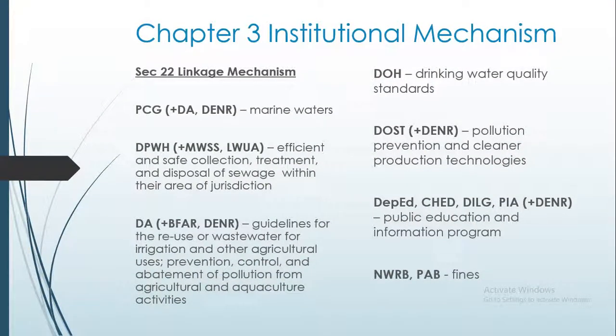Moreover, to perform specific functions, the DENR is linked to several different agencies such as PCG or Philippine Coast Guard, DPWH or Department of Public Works and Highways, MWSS or Metropolitan Waterworks and Sewerage System, LWUA or Local Water Utilities Administration, BFAR, Bureau of Fisheries and Aquatic Resources, DOH, Department of Health, DepEd, CHED, DILG, PIA or Philippine Information Agency, NWRB, National Water Resources Board, and PAB, Pollution Adjudication Board.